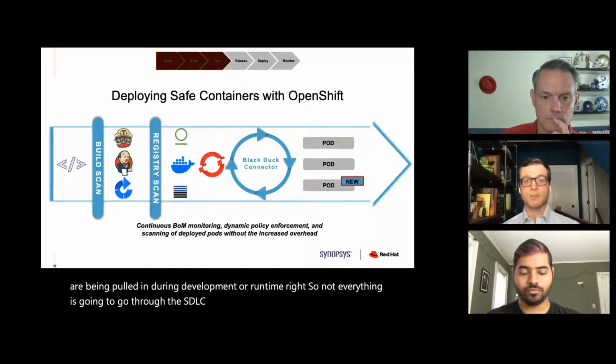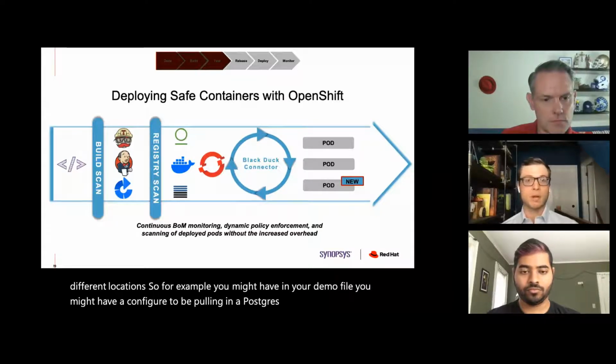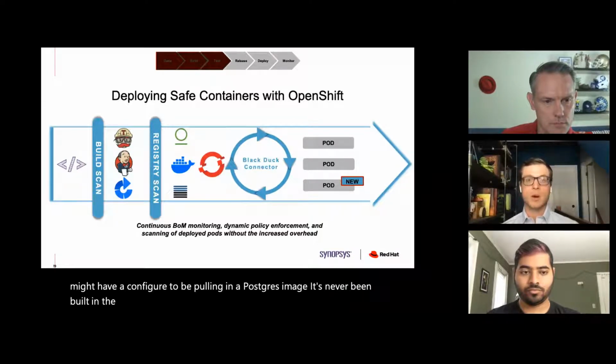Containers can come in from different locations. So for example, you might have in your YAML file, you might have it configured to be pulling in a Postgres image. It's never been built in the pipeline. It hasn't been scanned. So how do we know what's in it? How do we know that it's adhering to our policy?